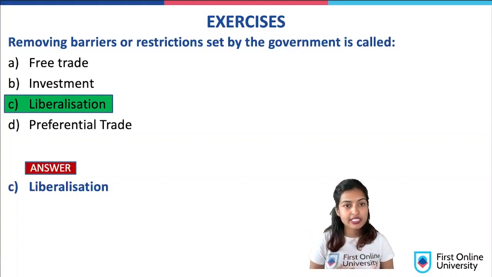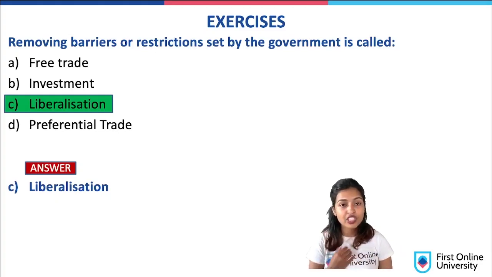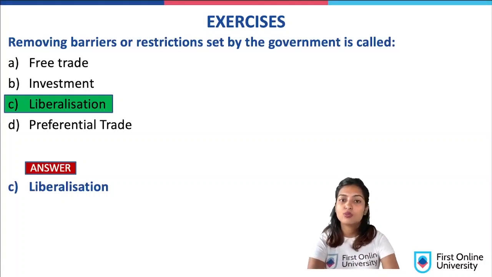What exactly is preferential trade? It is trade in only preferred goods, only a few goods and not all the goods. So preferential trade is done by understanding between two or more countries that these are the goods that are required for trade, not every kind of good, right? Let's move on to the next one.